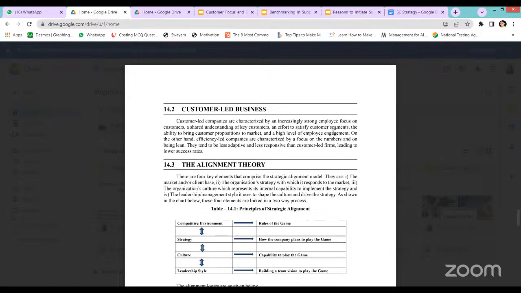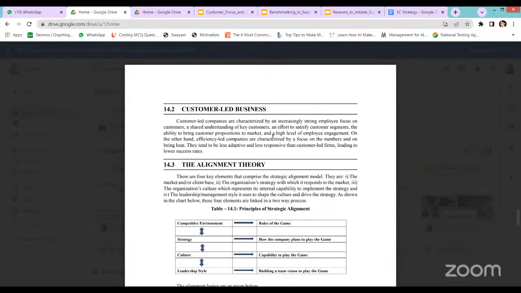Mostly we see this in education institutions. They will be trained that the parents are our customers: how to receive them, how to handle them, and identifying the key parents, the key customers. Satisfying the customer requirements, different customer segments according to the student requirements, and bringing more customers to the organization, to admissions. High level of employee engagement means how employees engage in satisfying the customers.